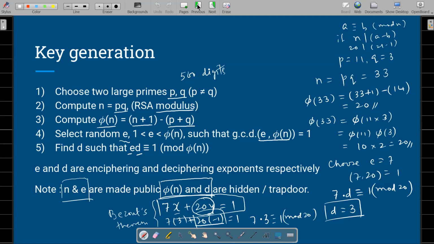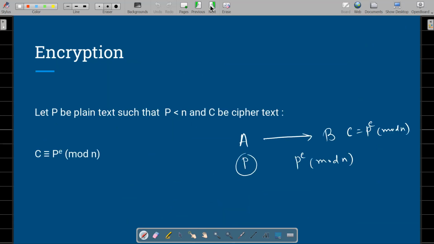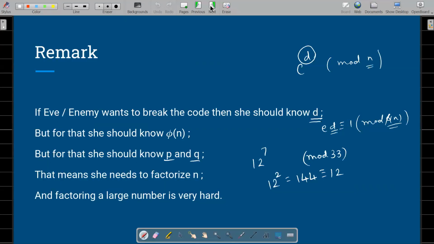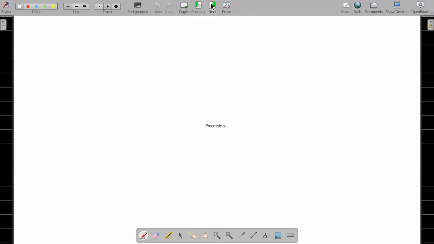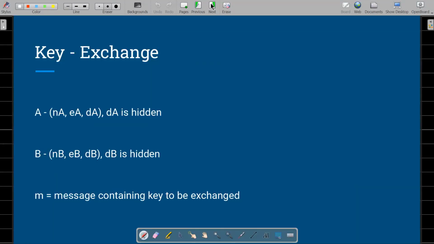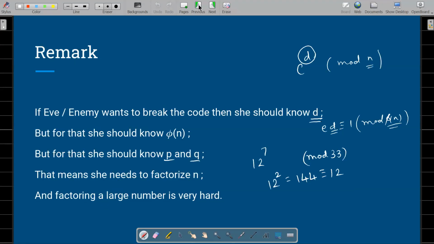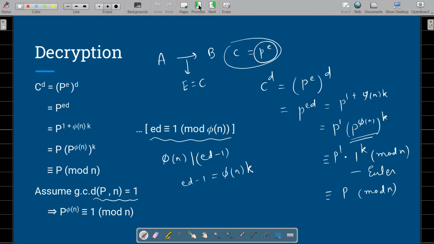Then at last you said Eve should know P and Q. How come B knows about P and Q, sir? Sir, 12 raised to 7 is congruent to 12 mod 33. The thing here is coincidentally 12 raised to anything is 12 mod 33. Just a minute, let me answer it.